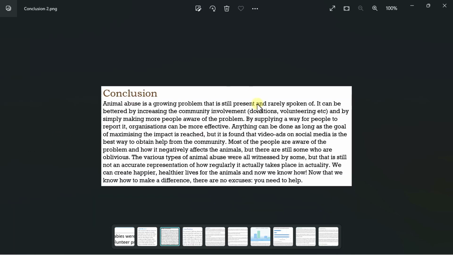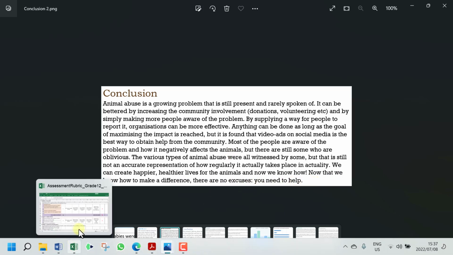Right. And over here, also a good example, just saying that animal abuse is a problem. People don't really speak about it, but it covers lots of things about the main points. It can be improved with this and this and this, stating lots of things that people can do. Anything can be done as long as the goal of maximizing the impact is reached. But then they say specific things like, it's found that video ads on social media are the best way to obtain help from the community. And they actually state specific findings that they found the most impact from. Lots of people have actually seen it. And then in the end, ending it off strong: now that we know how to make a difference, there are no excuses. You need to help. Right.